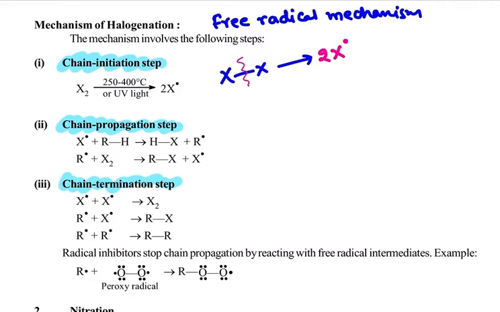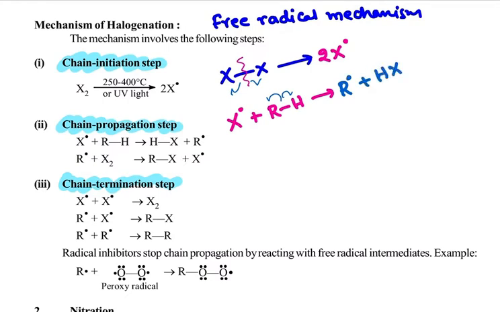So in the chain propagation step, an alkane is there. A very important point: wherever a free radical is there, that free radical initiates other bonds to undergo homolytic cleavage. In the presence of this free radical, this bond undergoes homolytic cleavage, and you get free radicals like this: R radical plus HX.